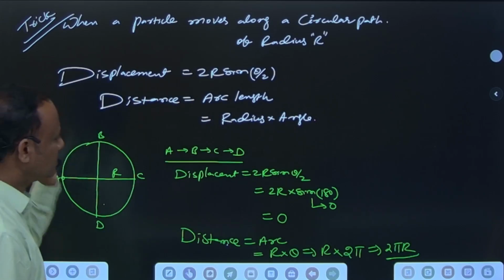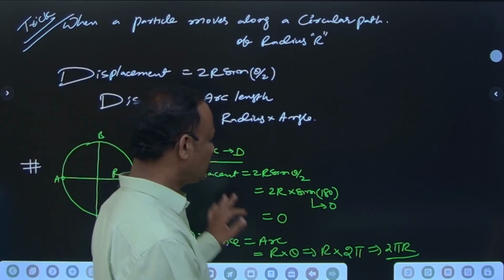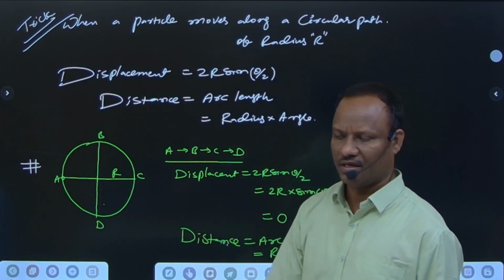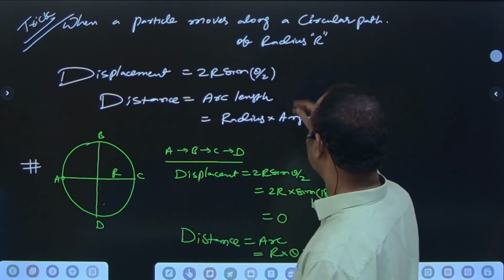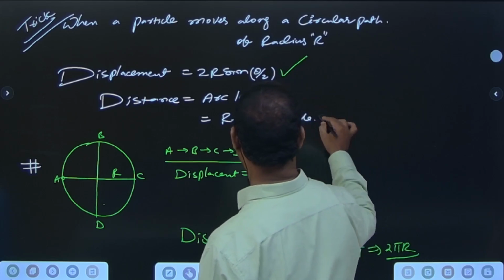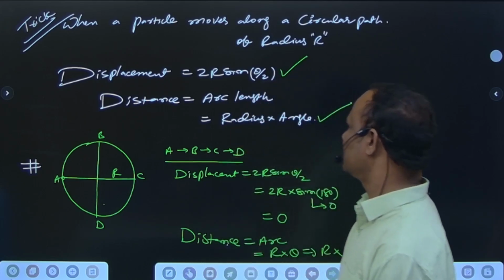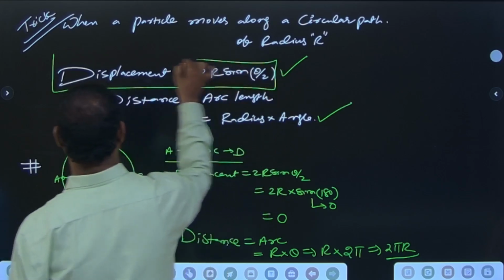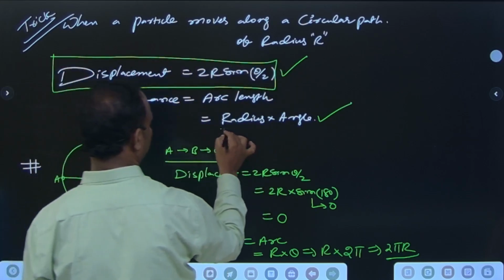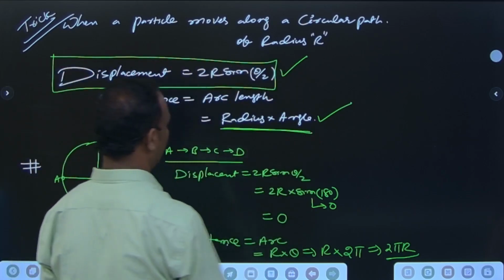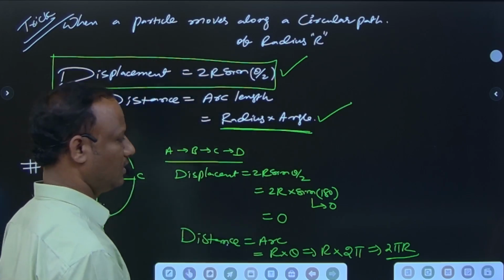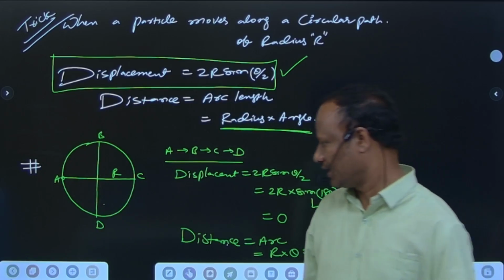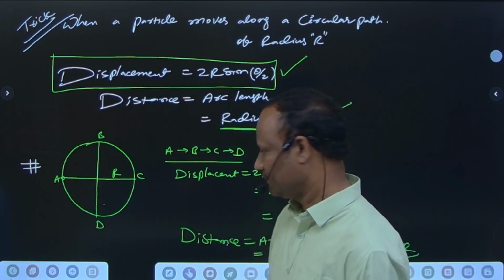So you can check with anything, not only these particular values. Say θ is equal to 60 degrees is given, it rotated by 60 degrees. The trick we need to follow: displacement is 2r sin(θ/2), and the distance is radius into angle, r into θ. So this is the relation for displacement, and the next one is for distance.